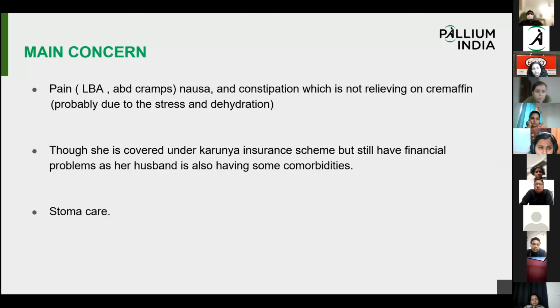The main concern was pain, which was low backache and abdominal cramps, along with nausea and constipation, which is not relieving on Cremaffin Plus, probably due to stress and dehydration. Though she is covered under the Karunya insurance scheme, she still has some financial problems as her husband also has some comorbidities. Stoma care is also a concern.